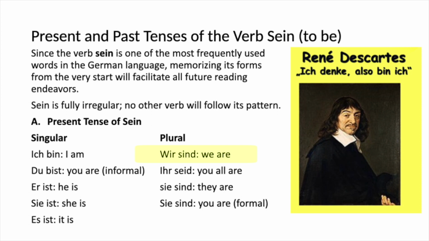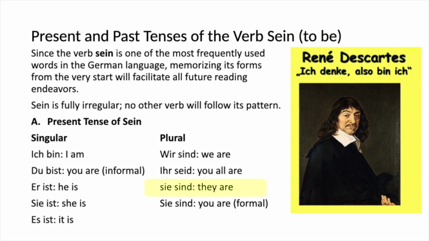Once again, the only way we can learn them is through using them. So once again, say with me, wir sind is we are. Ihr seid is you are, but this is a plural you. This is addressing a group of people, like in American English, you might say y'all or you guys or you all. This is the plural you. Ihr seid, you all are.